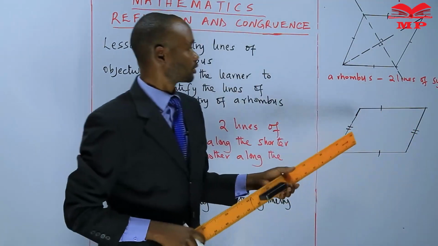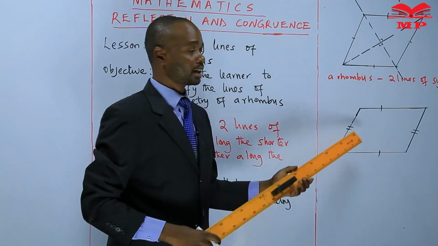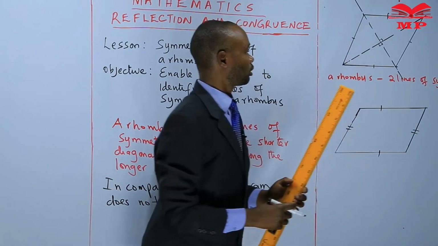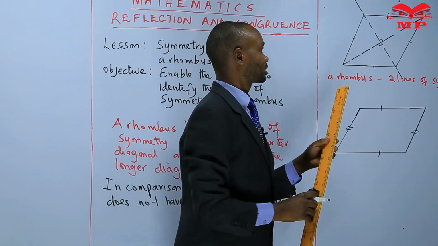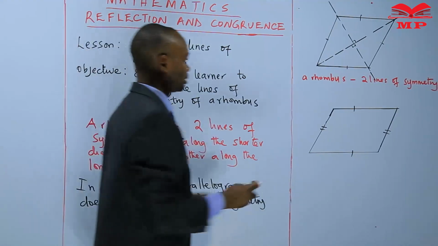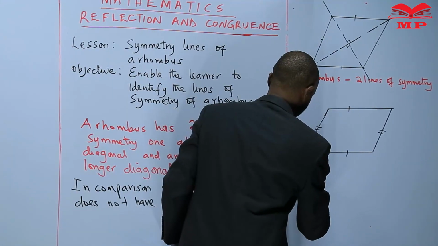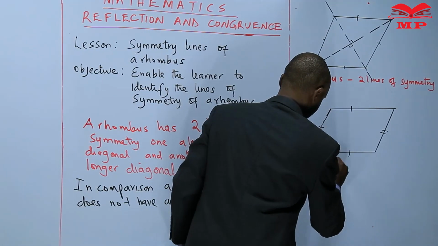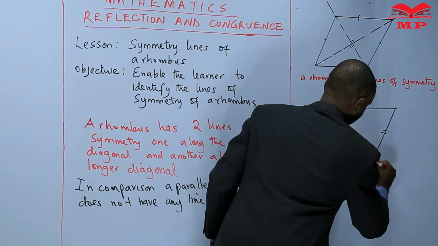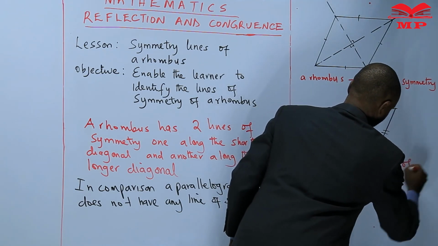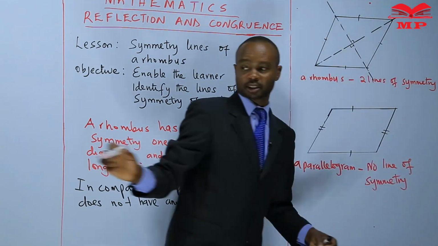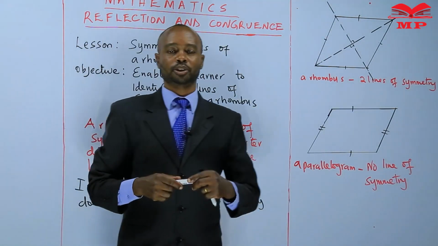Those two lines just show that this one is equal to that one, and this one is equal to that one. But for the rhombus we had just one mark to show that all the sides are equal. So from there we just write for a parallelogram, no line of symmetry, as I demonstrated using that piece of paper.